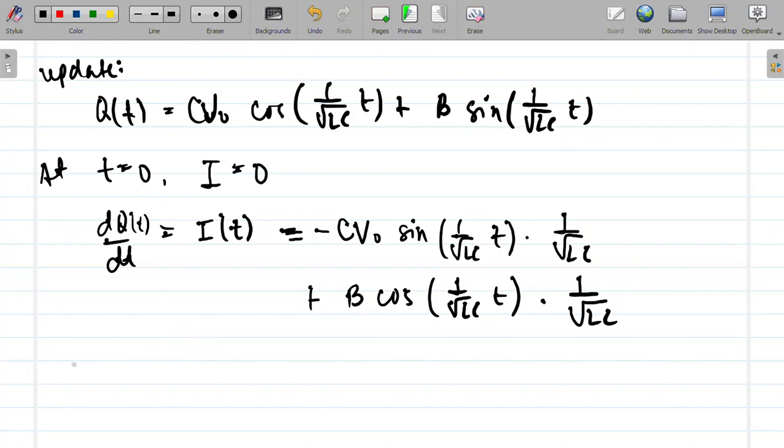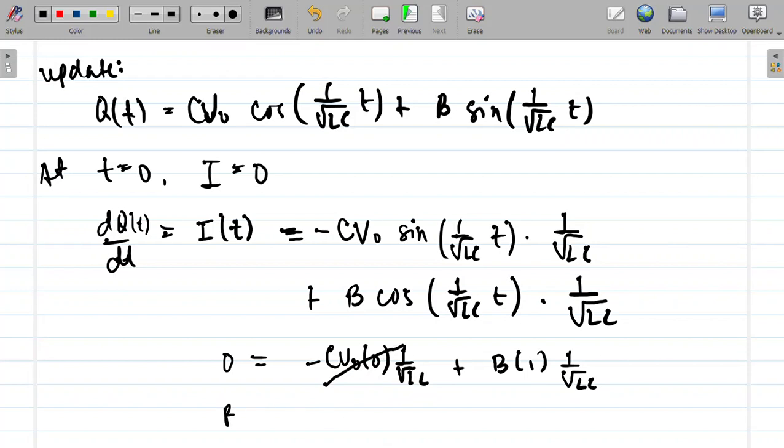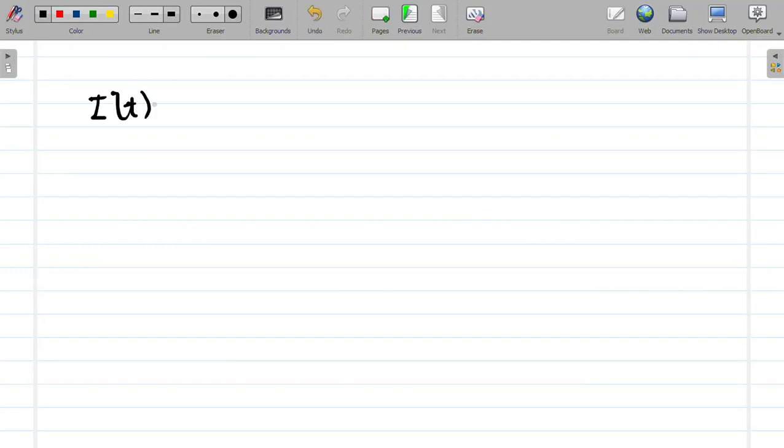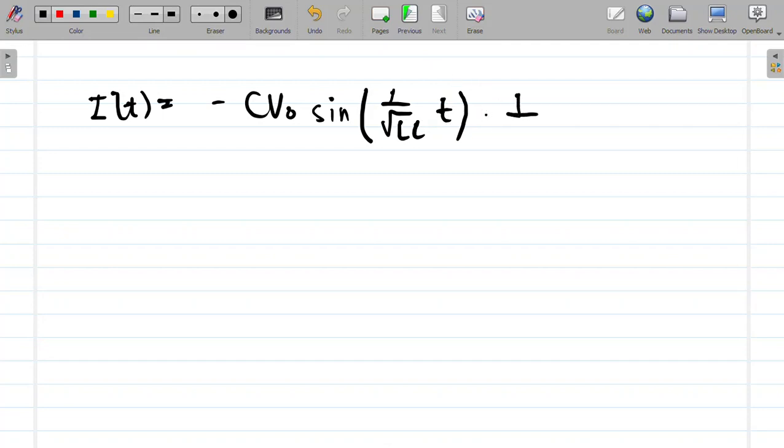So, I of 0, so use the initial condition, bali 0 equals CV naught times 0 times 1 over square root of LC plus B cos 0, ay 1 over square root of LC. Bale, B equals 0. Di ba? Kasi 0 yan. B equals 0. Therefore, update natin na ang ating I of t, yan ay negative CV naught sin 1 over square root of LC times t times 1 over square root of LC.